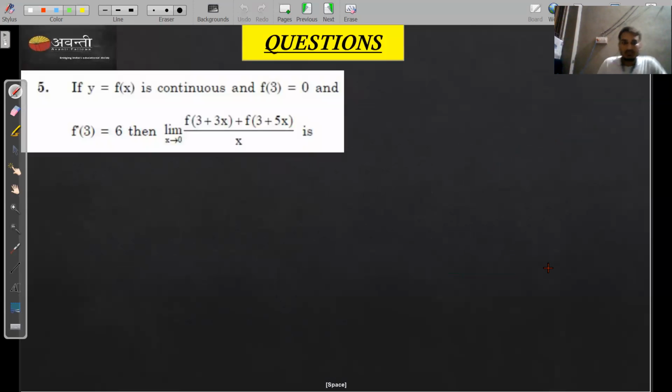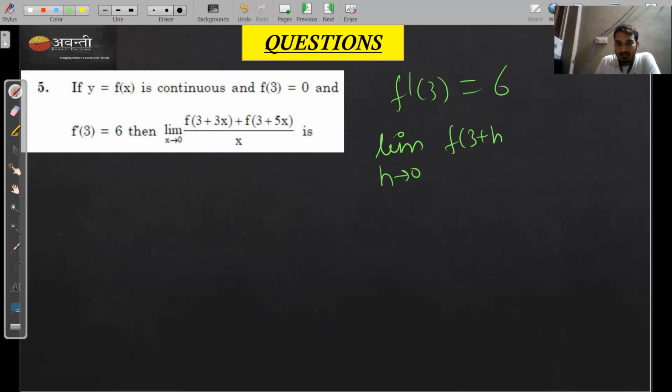So now let's move on to the next question. The question says that f of x is continuous and f of 3 is 0 and f dash 3 is equal to 6. Then I have to find this limit. First of all, f dash 3 is given, right? The only value given is 6. So I have to work with that. So what is f dash 3? It is limit h tends to 0, f of 3 plus h minus f of 3 by h.